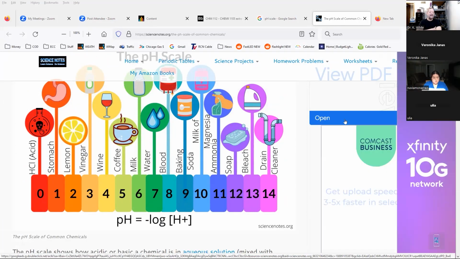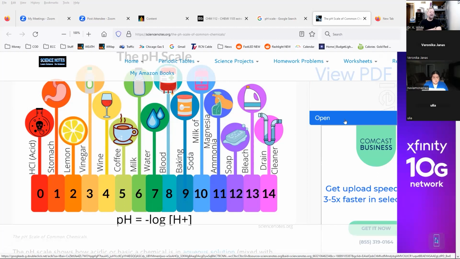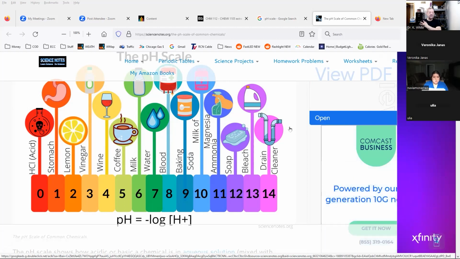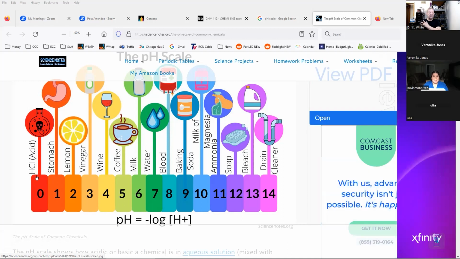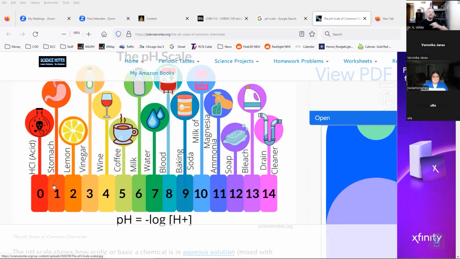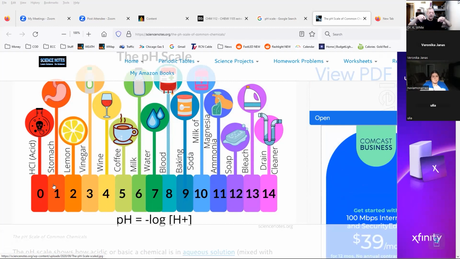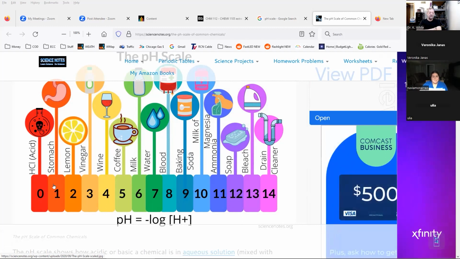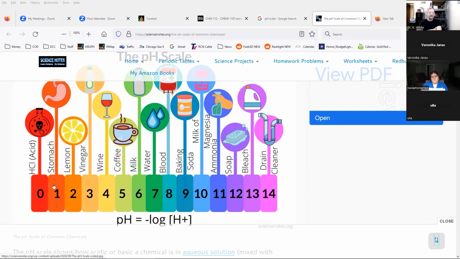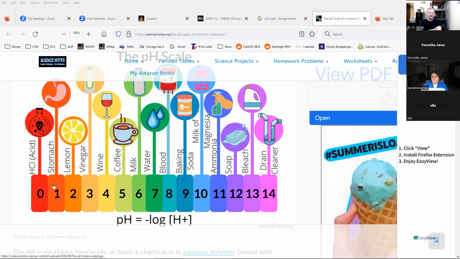And if you look at HCl, hydrochloric acid, that's in your stomach. Pure acid hydrochloric is pH 0. Your stomach is acidic because there's an acid present, hydrochloric acid. In lemons and limes, more in lemons, there's citric acid. That has a pH of 2. Vinegar has a pH 3. Now, pure water has a pH 7.0.